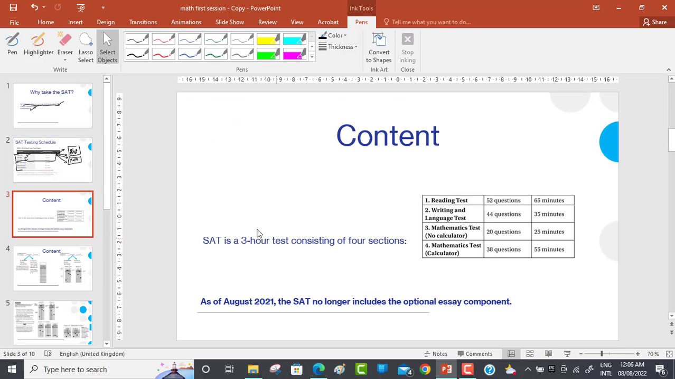Content. As we said, the SAT test is made up of 4 sections. The first 2 sections are English parts. Section 3 is math without calculator. Calculator is not permitted. We have 20 questions and 25 minutes. Section 4 is made up of 38 questions, and you have 55 minutes to do all these questions.